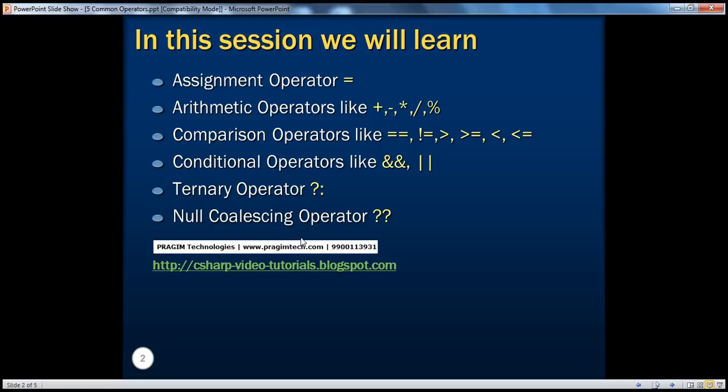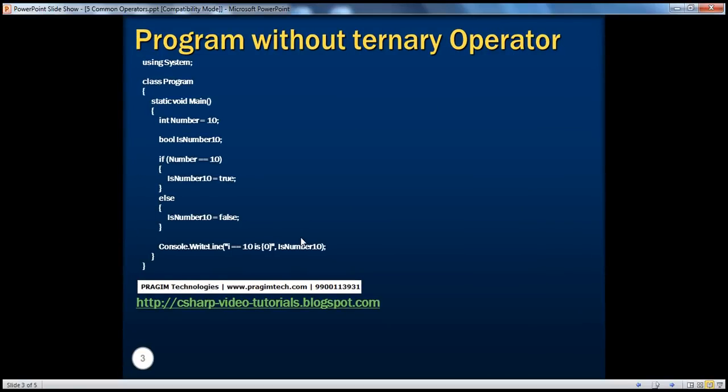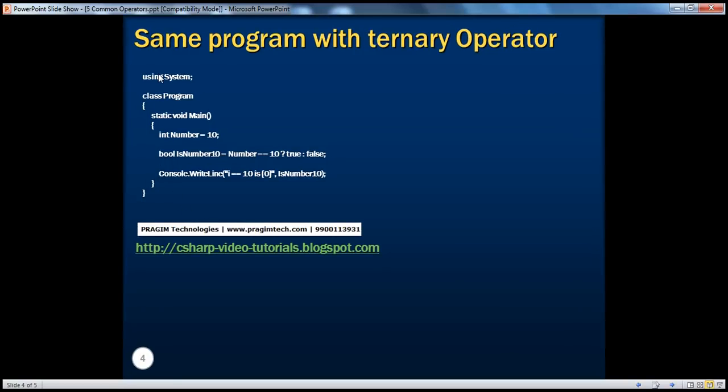The null coalescing operator, we will talk about in a later session when we talk about nullable data types in C#. We need to understand nullable data types first, and then we will talk about the null coalescing operator. We have seen in this demo that without the ternary operator we have to write so many lines of code, but with the ternary operator the program size is relatively much smaller.